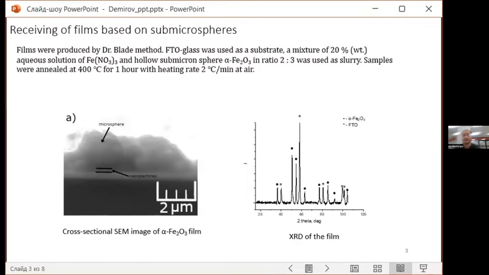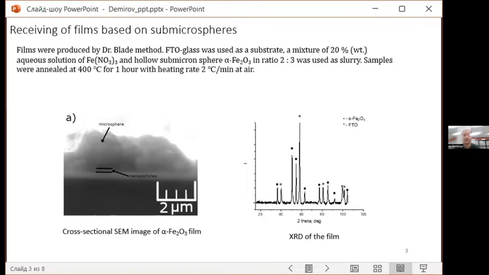I received the film based on the synthesized powder by the Dr. Blade method. I used a mixture of aqueous solution of ferric nitrate and hollow submicron spheres. A glass was used as substrate. The mixture was distributed over the substrate surface and annealed. The heat treatment mode is shown on the slide. Average film thickness is 2 micrometers, and also we can see two layers. First is nanoparticles, and second is submicrospheres.